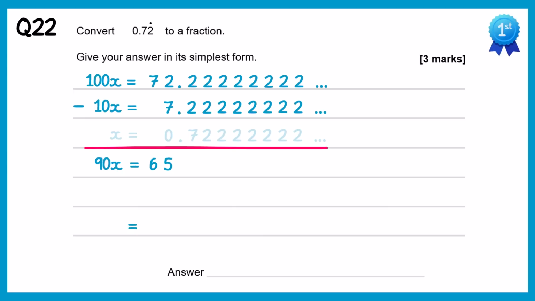If you divide both sides of this by 90, on the left 90x divided by 90 is 1x, and on the right 65 divided by 90 is 65 over 90. So x must be equal to 65 over 90. The question says to give your answer in its simplest form, so we can actually simplify this by dividing both by 5. 65 divided by 5 is 13, and 90 divided by 5 is 18. So it's 13 over 18.